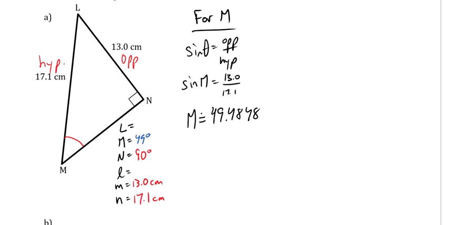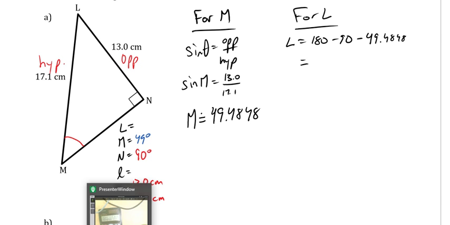Okay, for L. You could use trig again, and it would be cosine, and that would be awesome because you'd be using the two givens, but it's a little bit extra work because I could just do this. L equals 180 minus 90 minus 49.4848. I don't really need those decimal places, but I'm going to do it for now anyway. Okay, and I'm going to enter this answer.